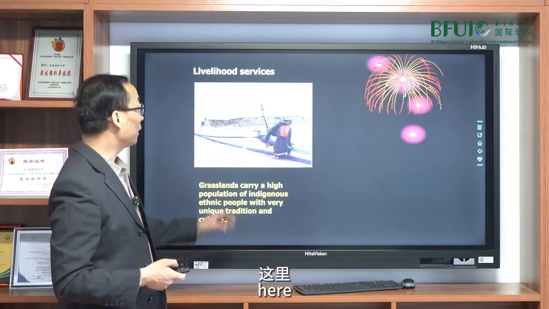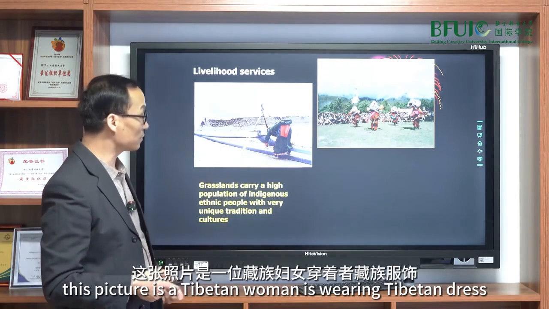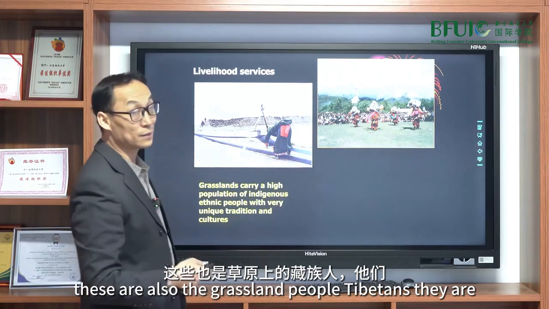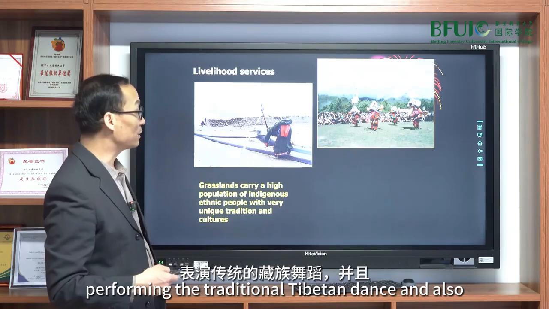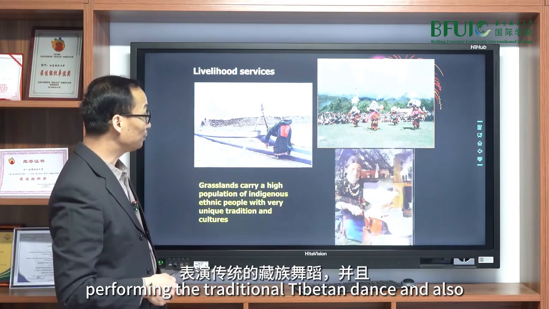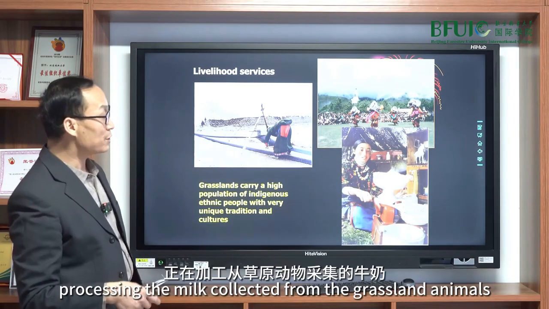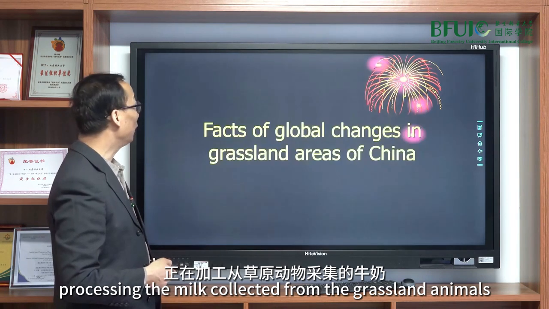Here, this picture is a Tibetan woman weaving a tent. These are also the grassland people, Tibetans. They are performing the traditional Tibetan dance. And also, the Tibetan women are processing the milk collected from the grassland animals.